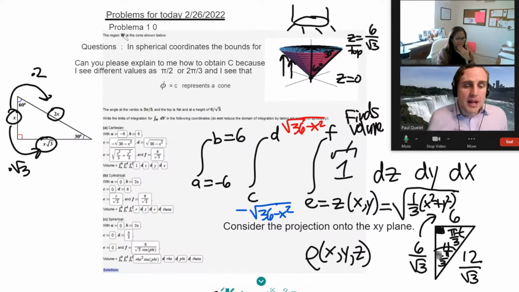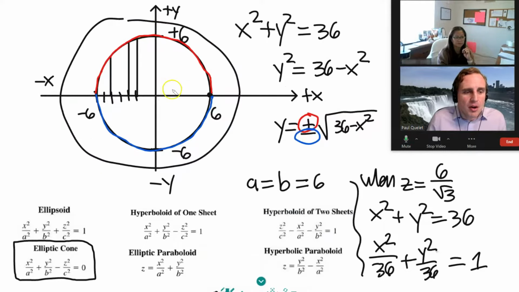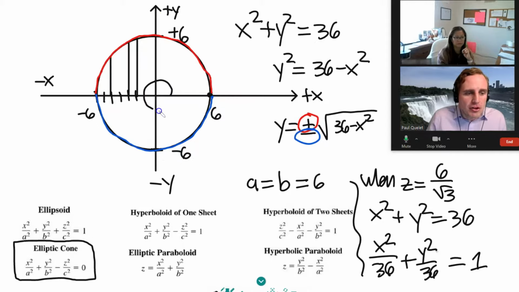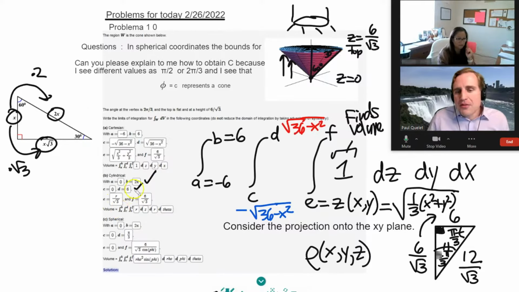So, for instance, I think this is definitely hardest to do in terms of Cartesian, in my opinion, because you have a lot of square roots and stuff. But in cylindrical, the nice thing is we're clearly going to go from 0 to 2 pi in terms of theta, and then the radius is just going to go from 0 to 6. So that's how you get the 0 to 2 pi and 0 to 6. But then you have to think about what the z is.